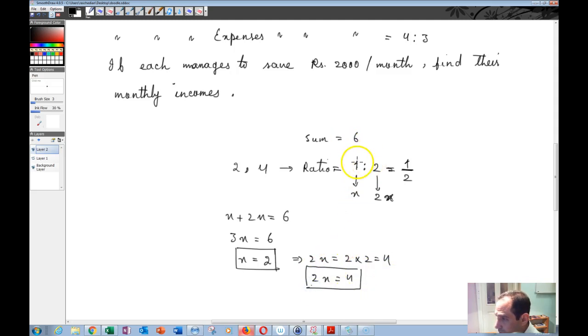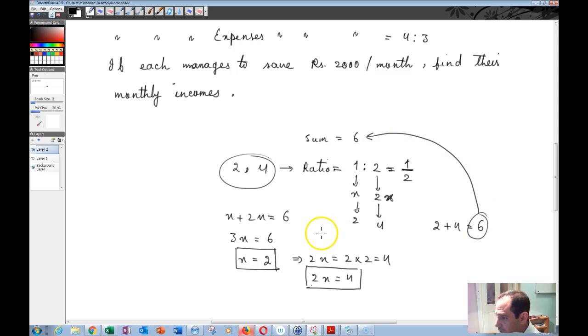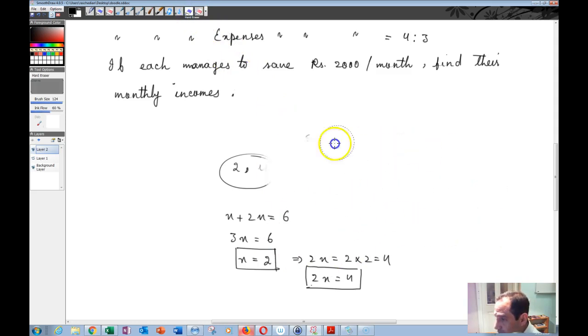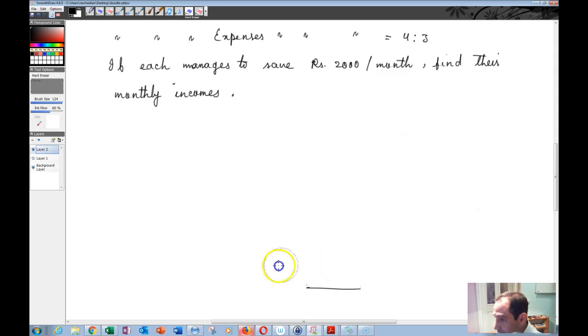So this number was equal to 2 and the other number was equal to 4, and those are the numbers that we started with. If I add these two numbers together, 2 plus 4, I get 6, which is the sum that I had over here. So that's how ratios work. Now we can use this concept in solving this problem.